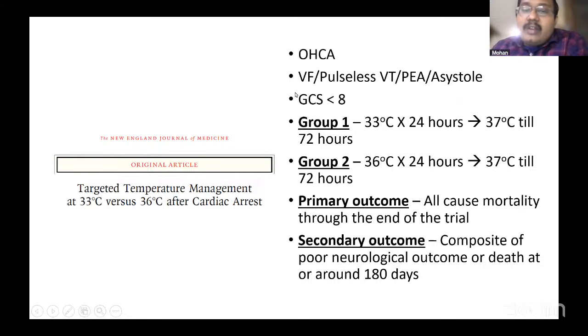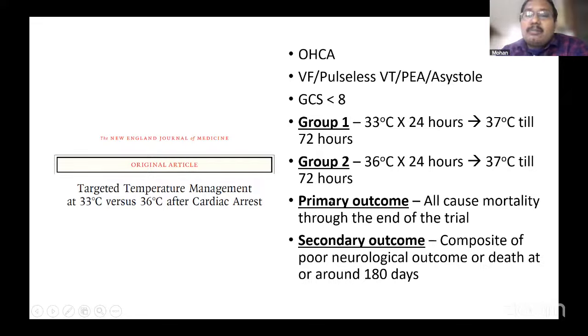They randomized these patients into two groups. Group 1 received 33 degrees centigrade for 24 hours, followed by 37 degrees centigrade till 72 hours. Group 2 received 36 degrees centigrade for 24 hours, followed by 37 degrees till 72 hours. So whatever temperature they wanted to test, they tested it for 24 hours, and after that they maintained normothermia at 37 degrees up to 72 hours.